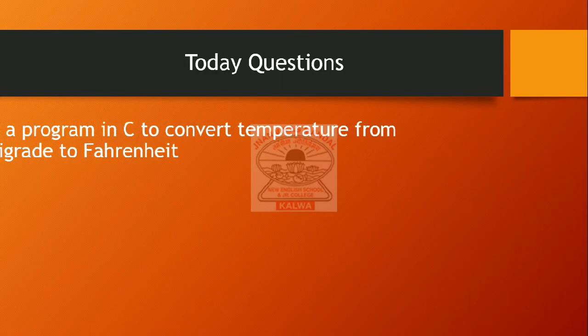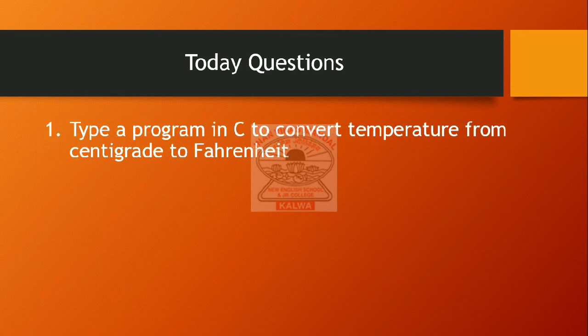Today's questions will be: we'll type a program in C to convert temperature from centigrade to Fahrenheit. For that we will take the help of the formula you know, that is F is equal to C times 9 divided by 5 plus 32, where F is the temperature in Fahrenheit, and we'll see how to use that in our C program.